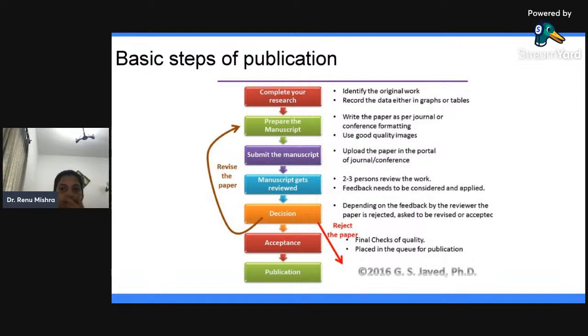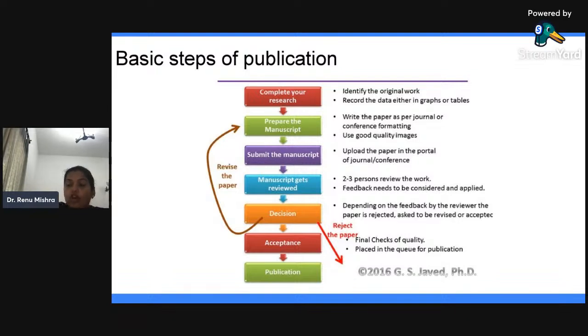One question I'll take: if the paper is rejected after peer review, can we do a new submission to the same journal after correcting their comments? See, if the paper is completely rejected, basically there are two things. In one scenario, the reviewer has given feedback, certain comments are given to you, and once these comments are answered, your paper is accepted.